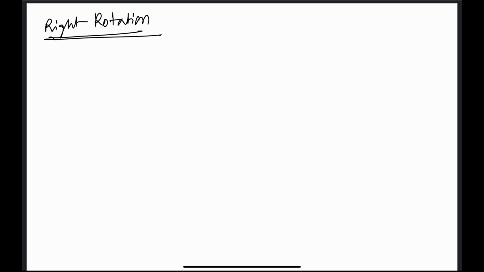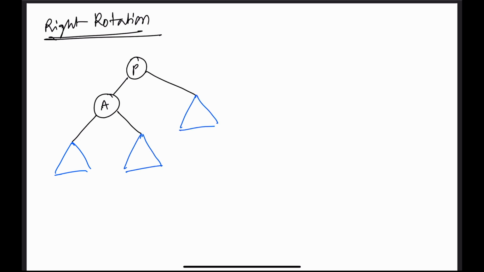Now, for example, I am not describing everything in a laborious way. I am trying to make it simple so that you can understand it. So here we have P and A. Here is A's left subtree, A of l, here is A's right subtree, A of r, and here is P's right subtree, P of r. Okay, for example, we are doing the right rotation here on P. This is the symbol of right rotation.